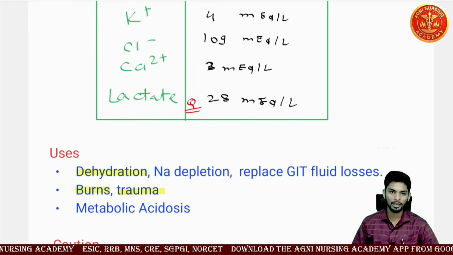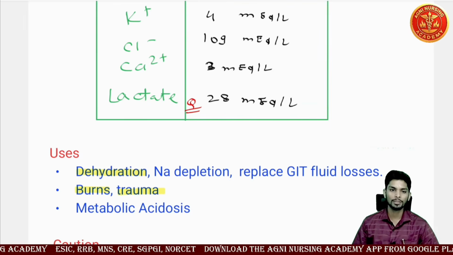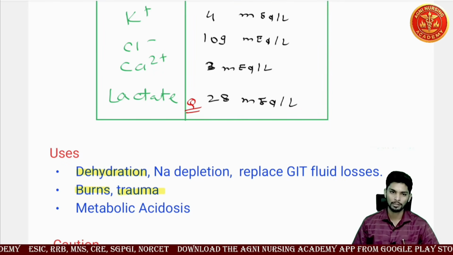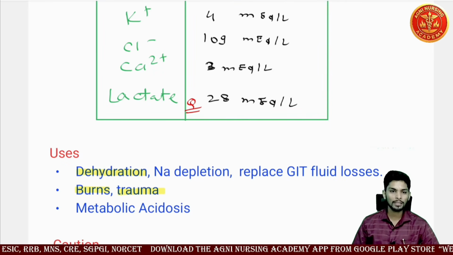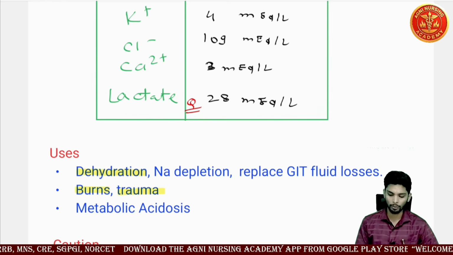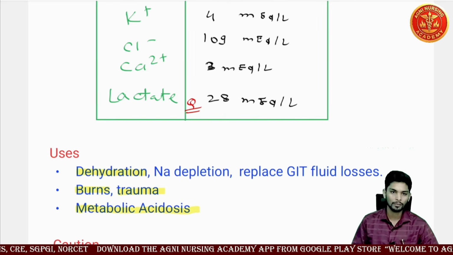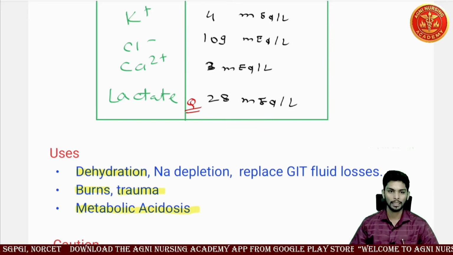It is ringer lactate. So ringer lactate will be used in burns and trauma cases. Another use of ringer lactate is in metabolic acidosis. These are all the uses of ringer lactate.